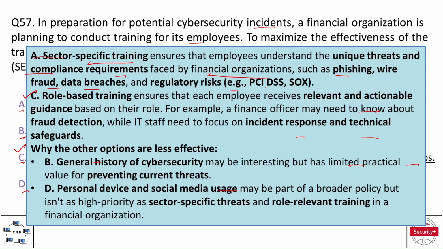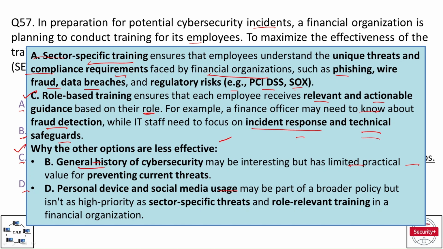PCI DSS is the Payment Card Industry Data Security Standard that deals with credit cards. It is a credit card standard. And SOX is another law, basically applicable in the US, that deals with customers' financial information. Role-based training ensures that each employee receives relevant and actionable guidance based on their role. For example, a finance officer may need to know about fraud detection while IT staff need to focus on incident response and technical safeguards. So why the other options are less effective?